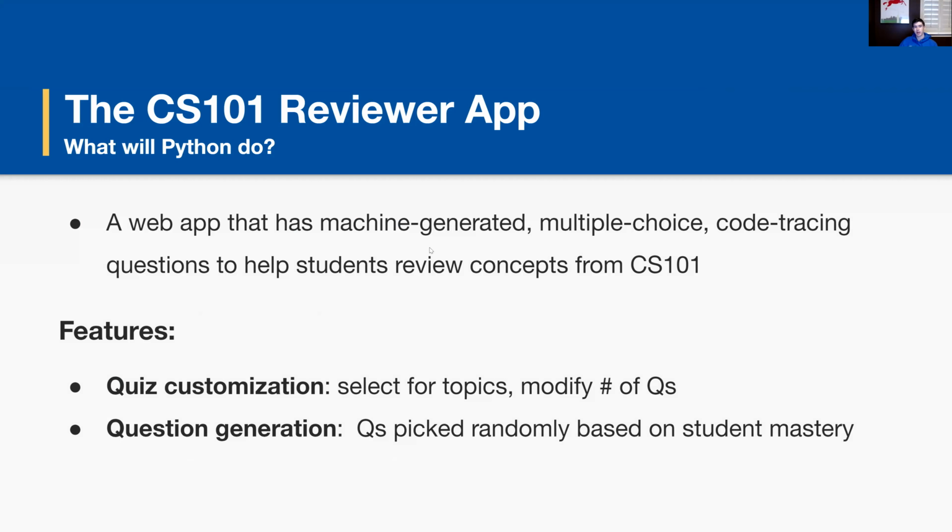So reiterating a bit here, the CS 101 Reviewer app is a web app that's got machine-generated multiple choice code tracing questions. And that's all the app is, essentially, just divided into several different topics like lists, recursion, etc. So you can customize your quiz as a student to do certain topics, or you can also generate topics randomly, depending on your mastery in certain topics.